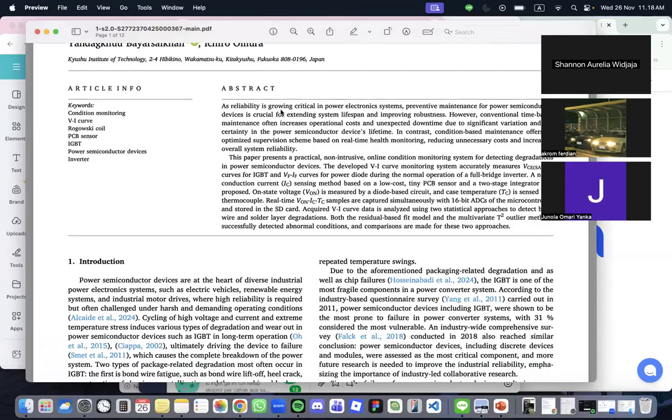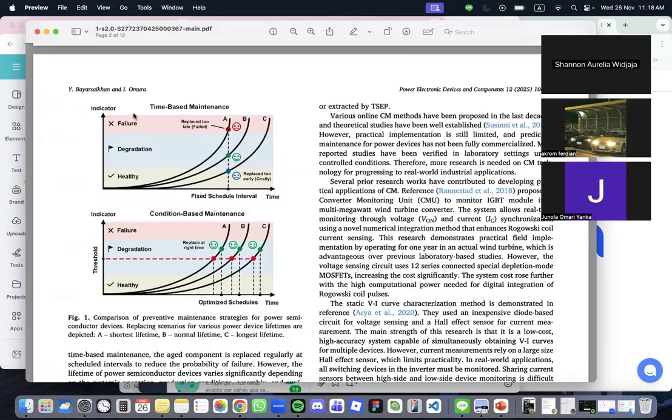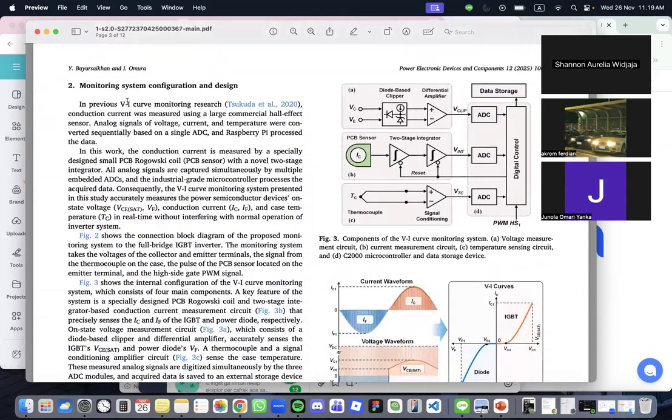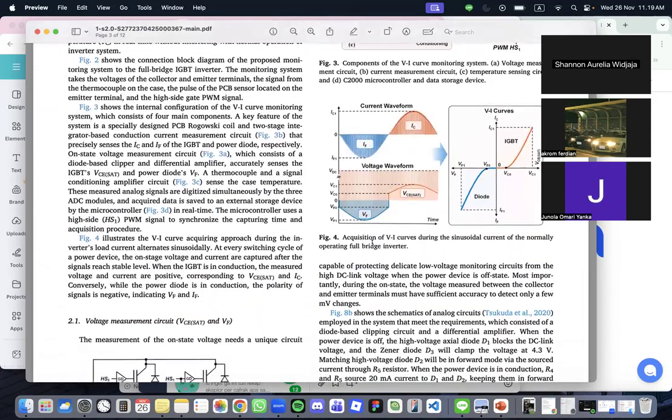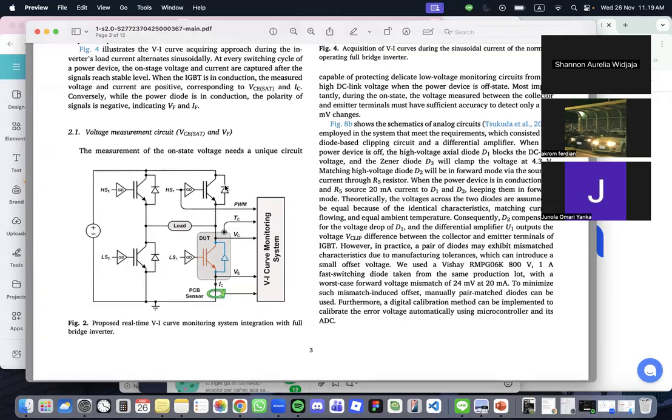This is the abstract. This is the introduction of the paper, and then we have here the comparison of preventive maintenance strategies for power semiconductor devices, and then part 2, this is the monitoring system configuration and design. This is the components for the proposed real-time VI curve monitoring system integration.